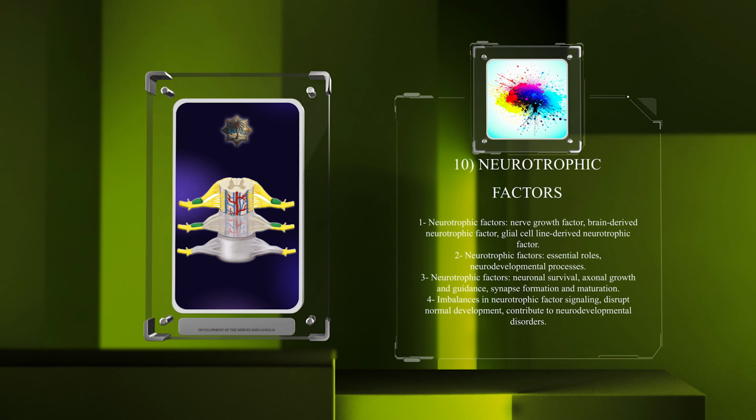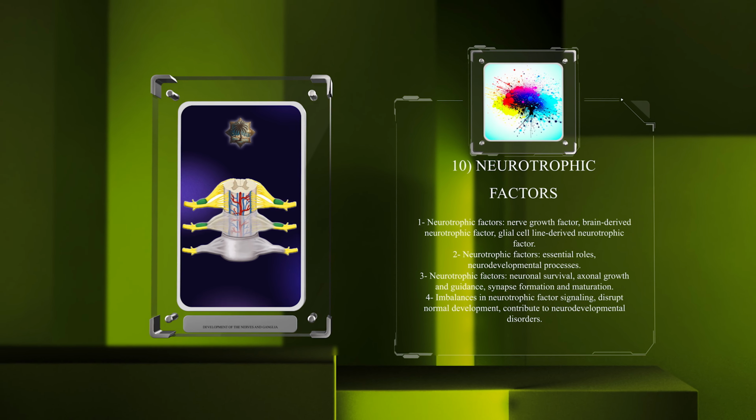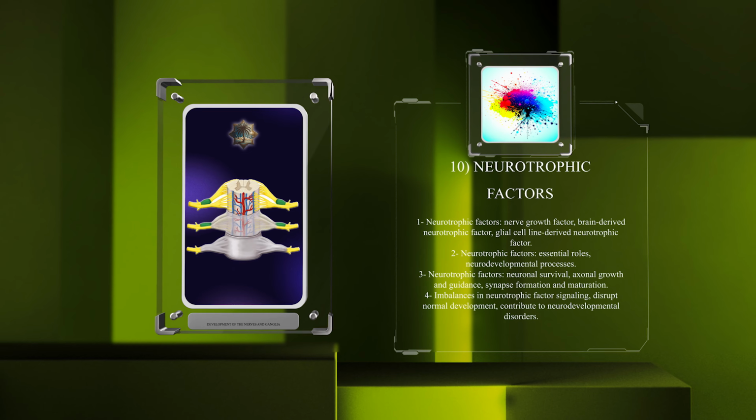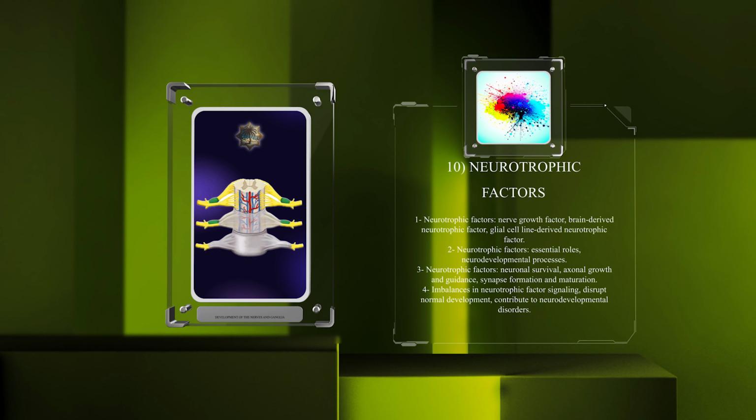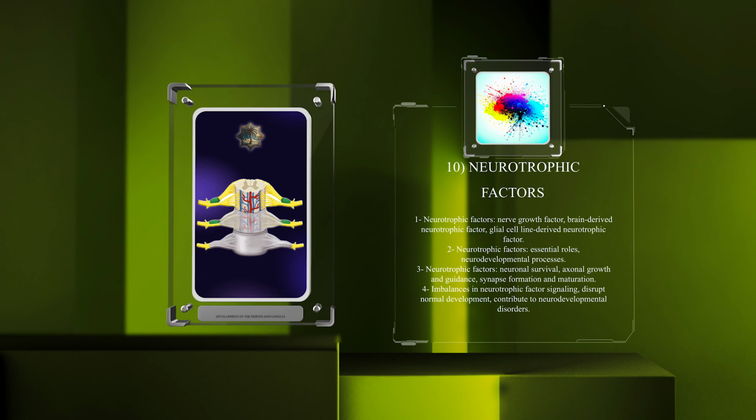Neurotrophic factors, including nerve growth factor, brain-derived neurotrophic factor, and glial cell line-derived neurotrophic factor, play essential roles in orchestrating neurodevelopmental processes. These factors support neuronal survival, regulate axonal growth and guidance, and promote synapse formation and maturation. Imbalances in neurotrophic factor signaling can disrupt normal development and contribute to various neurodevelopmental disorders.